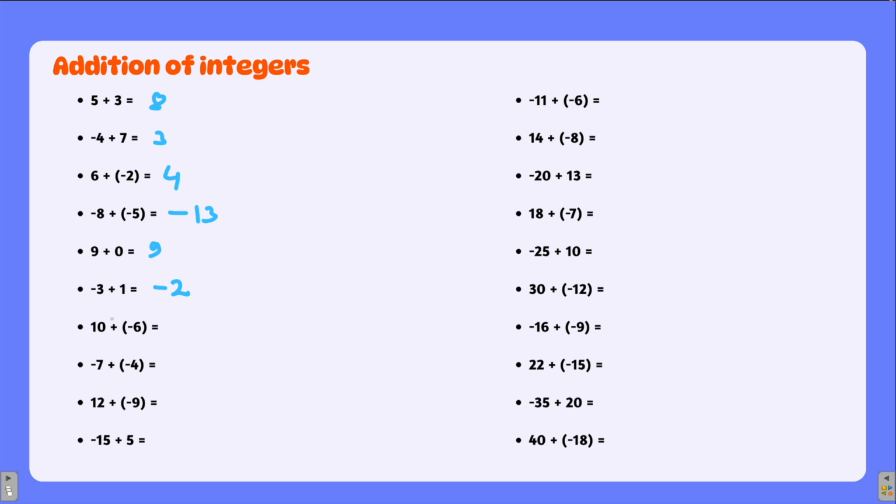10 plus minus 6, a positive number and a negative number added together. We will subtract them and put the sign of the greater number. So it is 10 minus 6, which will give us 4, and it will be a positive 4. Now minus 7 plus minus 4, two negative numbers getting added together, the answer will be negative. So 7 plus 4 is 12. Sorry, 11.